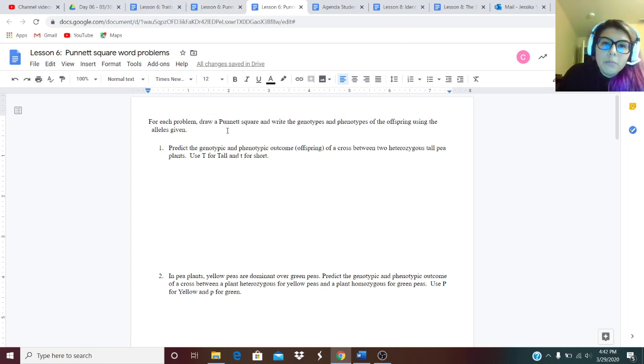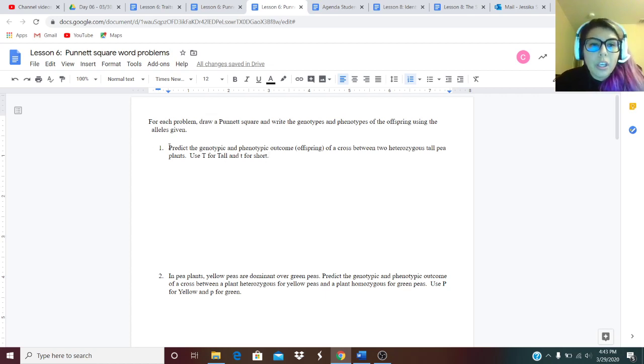For each problem, draw a Punnett square, and write the genotypes and phenotypes of the offspring using the alleles given. Okay, so basically what you're going to do for each problem is those three things. And I'm going to show you what that's going to look like.